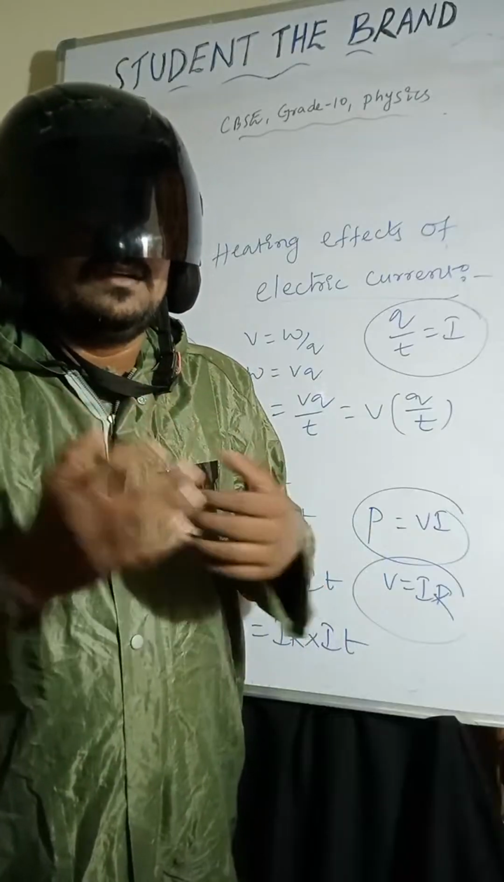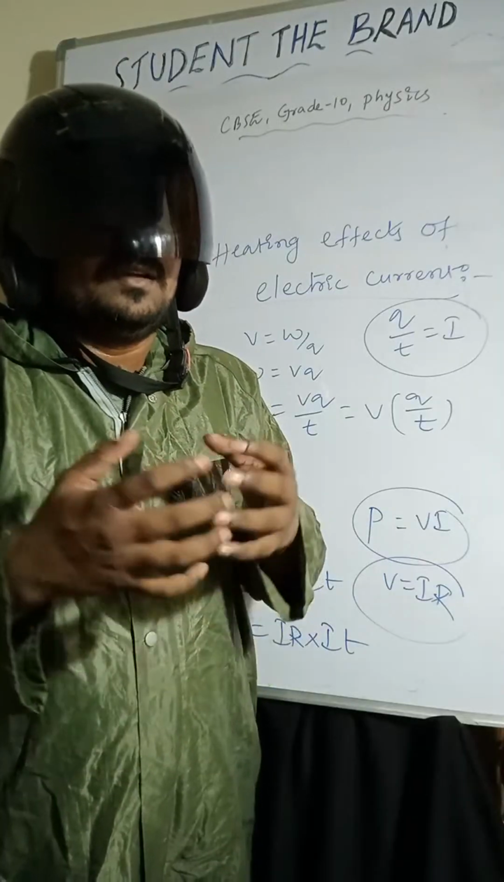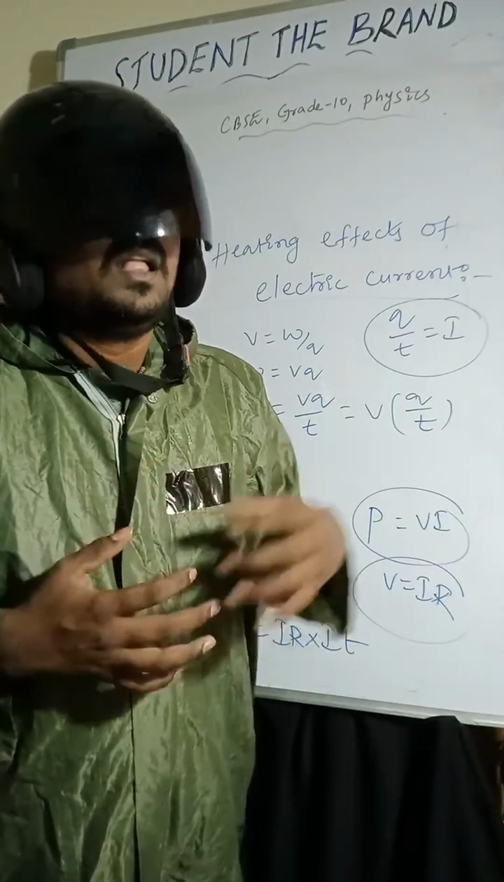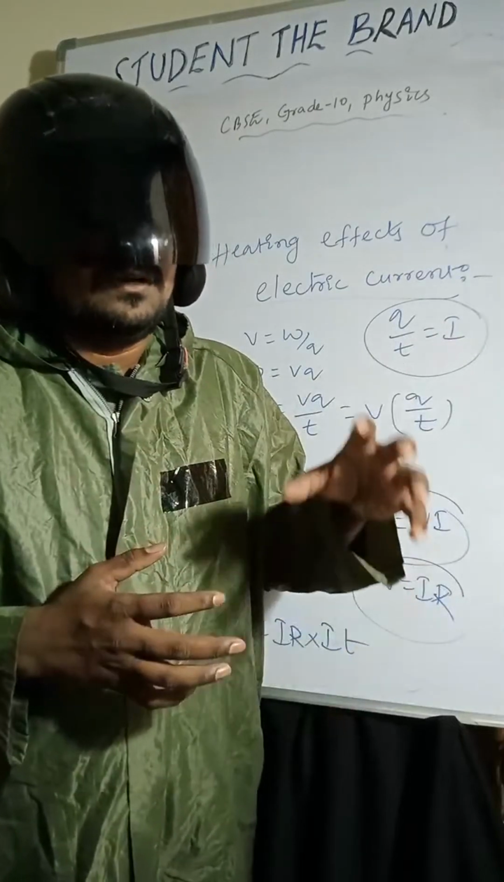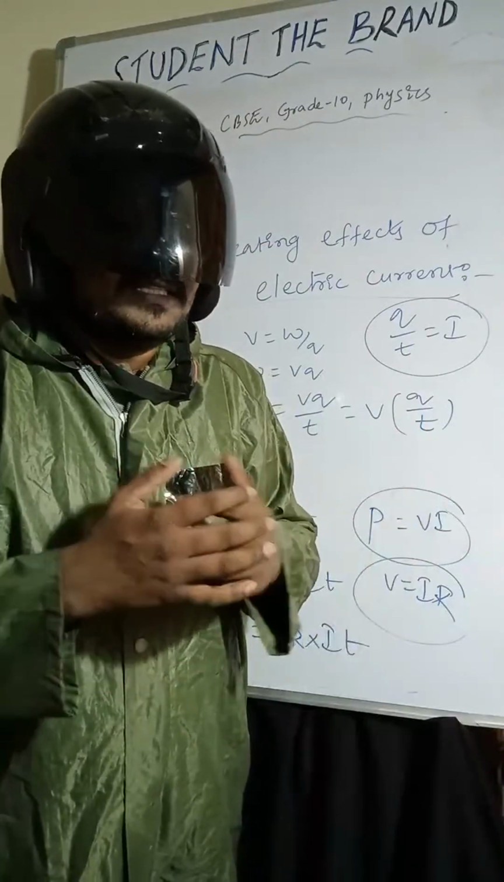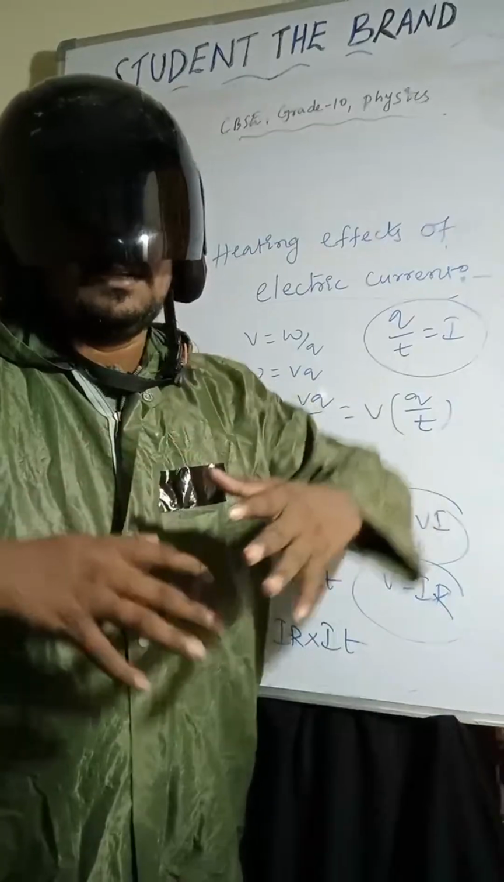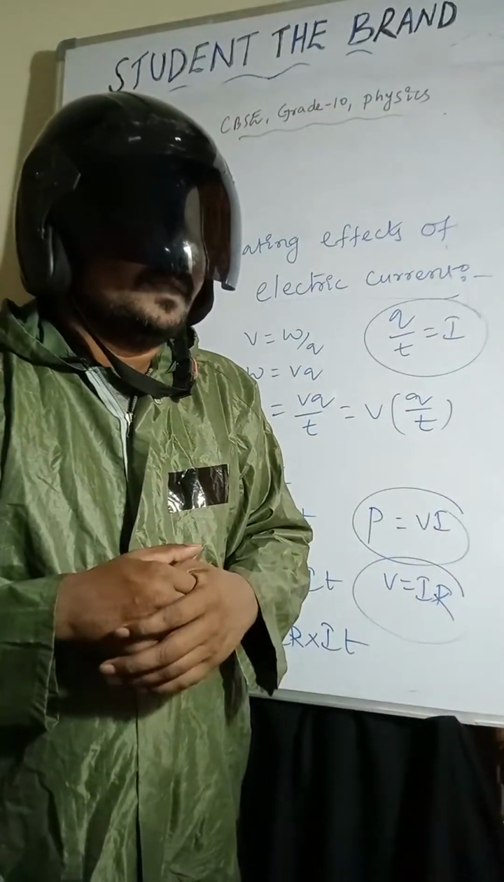For safety measures, we are using an electrical fuse and earthing in our households. If extra current goes in the circuit, the fuse will melt and break the circuit, safeguarding the appliances. Coming to earthing, in metallic appliances any extra current will be sent to the ground. That is earthing. I hope it is very clear.